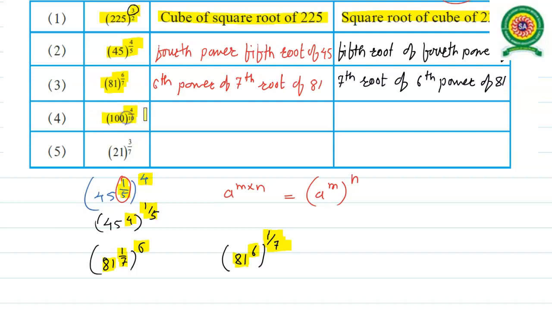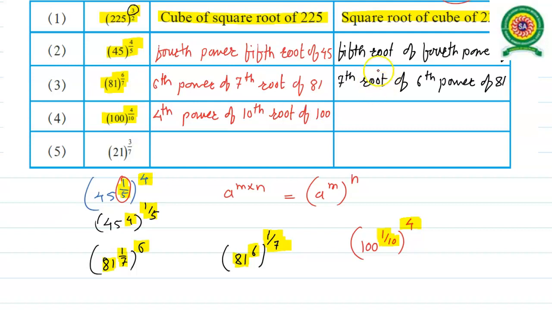Look at the next one. We have 100 to the power 4 by 10. Firstly we write the power and then the root in the first column. We can write 100 to the power 4 by 10 as 100 to the power 1 by 10 and whole to the power 4. That means once the integer is the power, we write the fourth power, the fourth power of the 10th root. The power is a rational number 1 by 10, so we write the 10th root of 100.